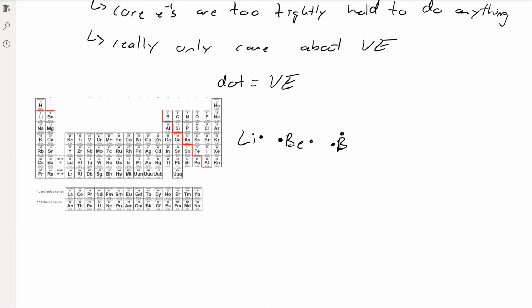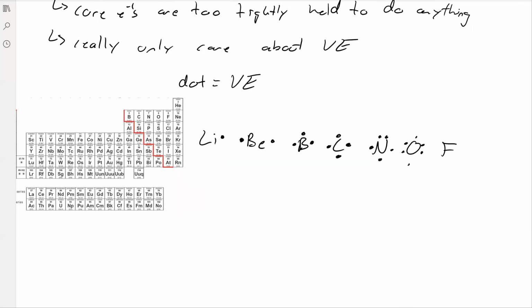After that, we have our third column with 3 electrons, boron. After that, we have our fourth column with 4 electrons, right? Carbon, silicon, that kind of stuff. After that, we have nitrogen. Note that we only have 4 sides here, so at this point, we start pairing them up. Oxygen has 6. Right, our halogens, for example, fluorine, have 7. Again, it doesn't matter where you put that lone dot. And then finally, our noble gases have 8.